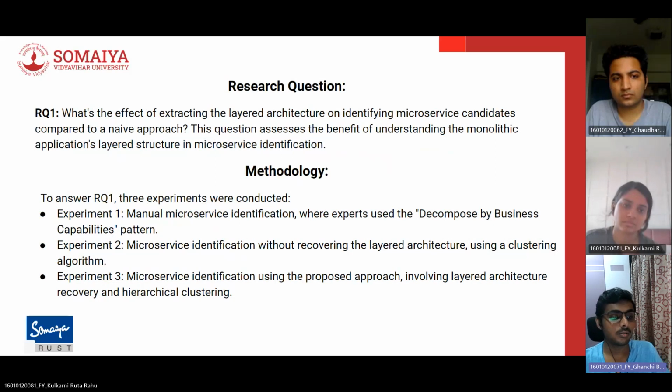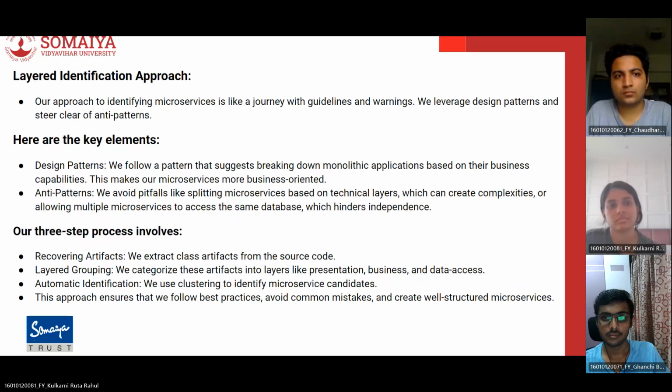For the methodology to answer RQ1, three experiments are conducted. In the first experiment, we use manual microservice identification, where experts use the decompose by business capabilities pattern. In the second experiment, microservice identification without recovering the layered architecture, using the clustering algorithm. In the third experiment, we use microservice identification with the proposed approach involving layered architecture recovery and hierarchical clustering. I would like Parth to continue with the remaining presentation.